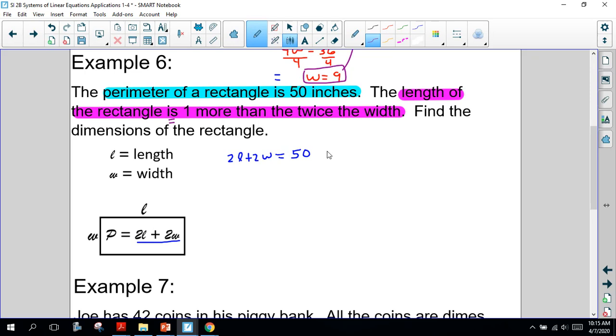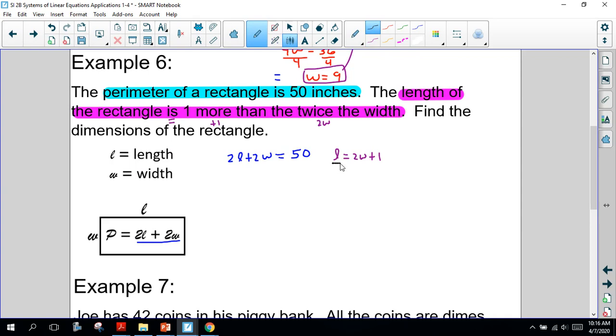My second equation says the length of the rectangle is, well, my "is" is my equal sign. The length of the rectangle, well, that's L. So the length of the rectangle is, or L equals, 1 more. That means I'm adding 1 more than what? 1 more than twice the width. So I'm adding 1 to twice the width. So there's my 2 equations, much like the top problem there.